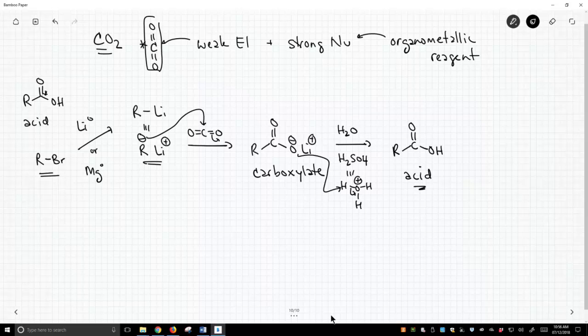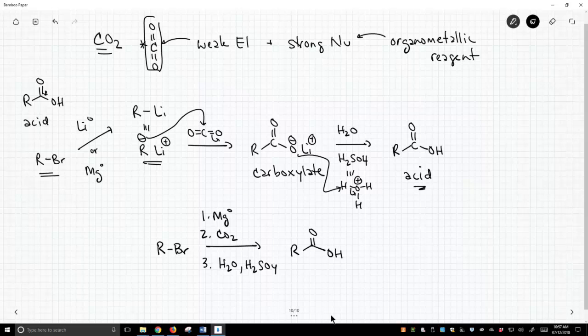So if we're writing this out properly, let's say we take our halide, let's write it out in a little condensed process. So let's take our halide, let's treat it with magnesium. Second step, we'll treat that with CO2, so the organometallic will attack our CO2. And we do need a third step, we're going to have to treat it with water and sulfuric acid.